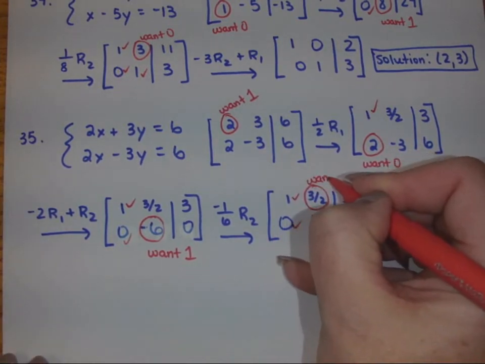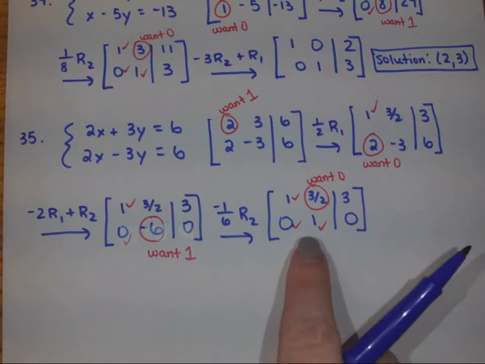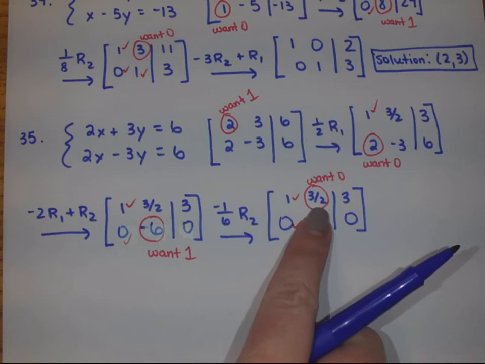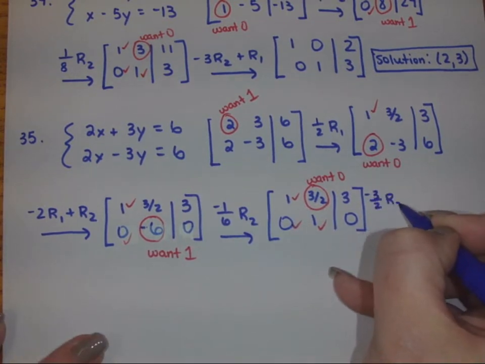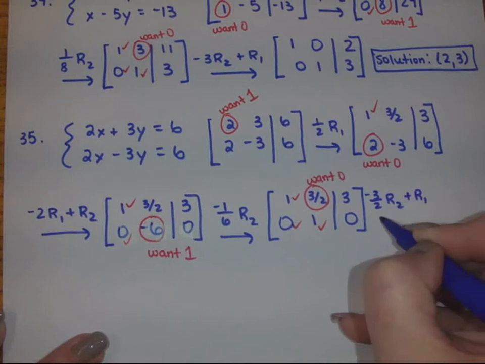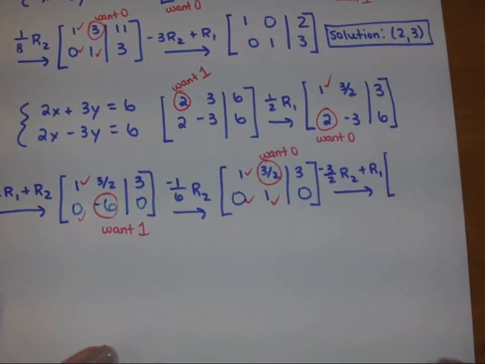So last but not least, we want this to be a 0. So don't be fooled by the fact that this is a fraction. We don't need the reciprocal here because we are not trying to get a 1. We're trying to get a 0. So we actually need to do negative 3/2 times row 2 and add that to row 1. Because negative 3/2 is what we're going to add to 3/2 that's going to make it 0.